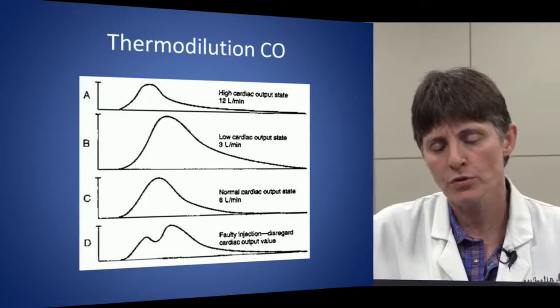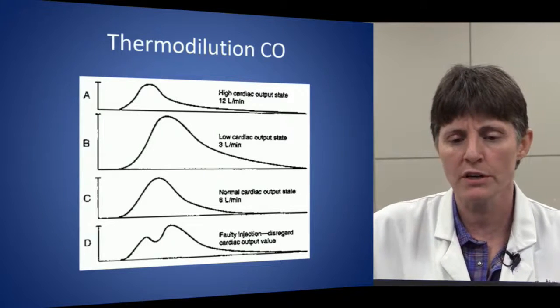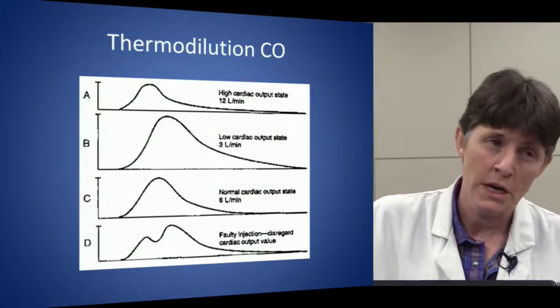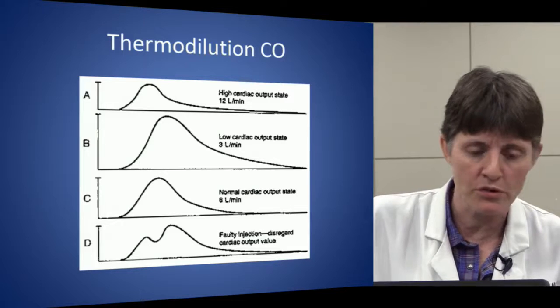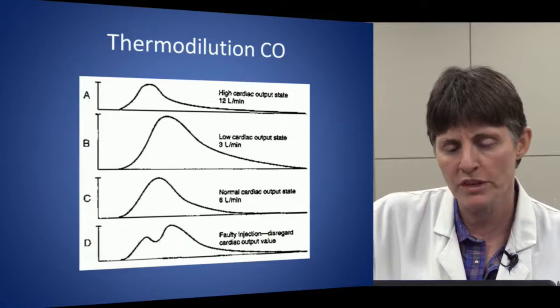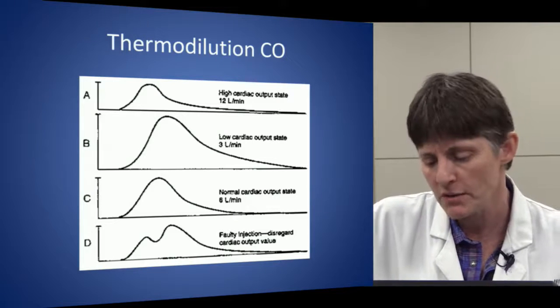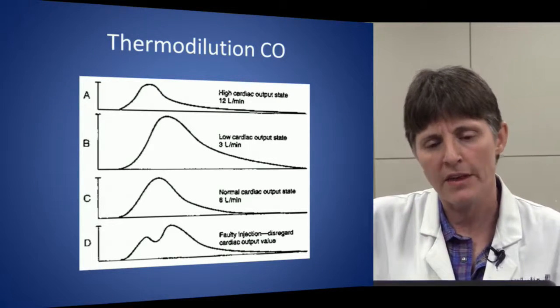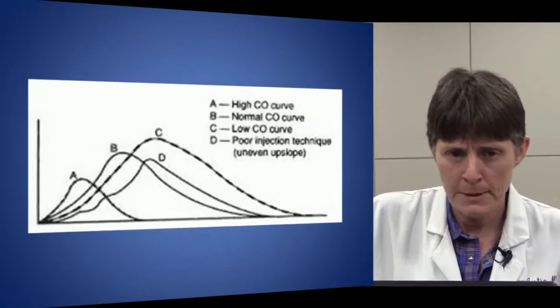D is if you start to inject and you don't inject smoothly, you're going to get bad tracing. So I think we just see numbers that spit out when the nurses do thermodilutions. If you're getting numbers that don't make sense, try to see if you can see their tracings and make sure that they look like they're reasonable.